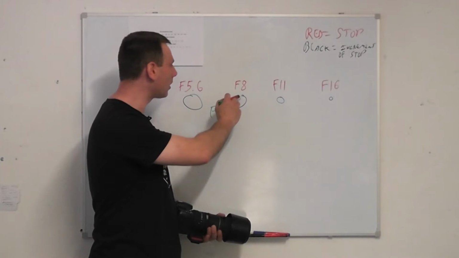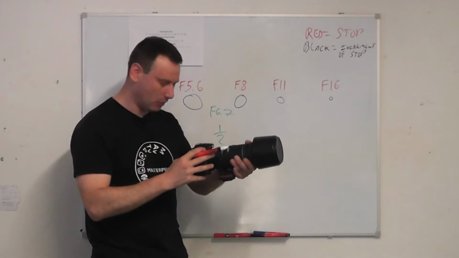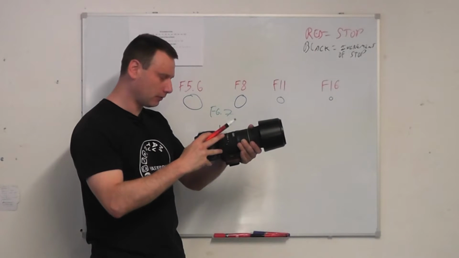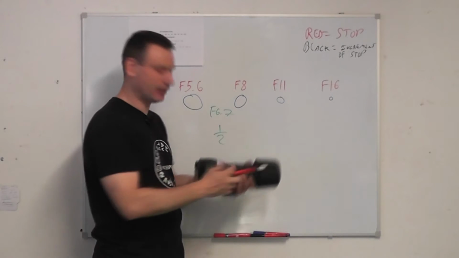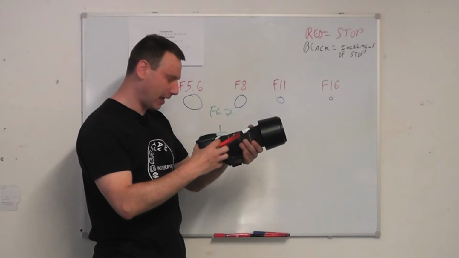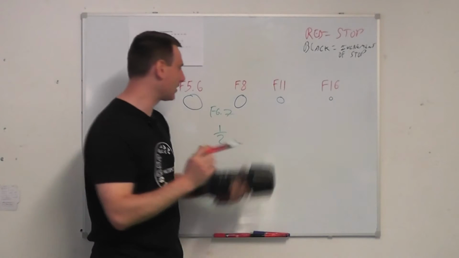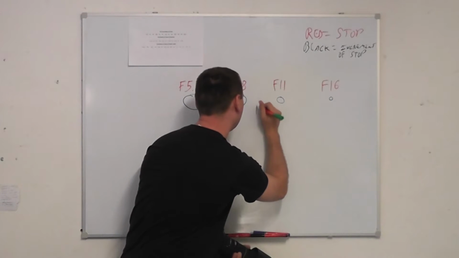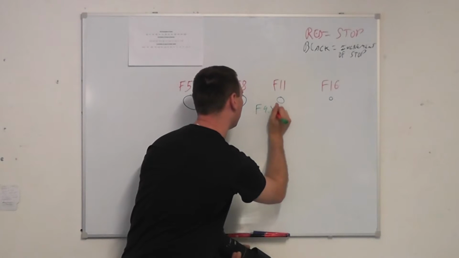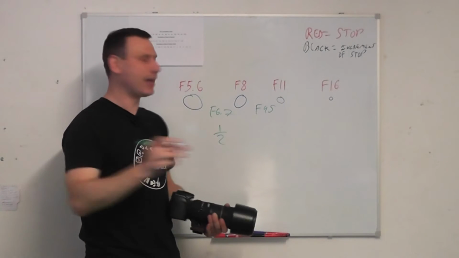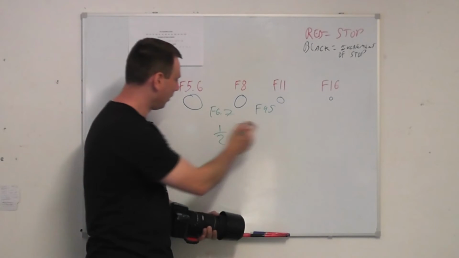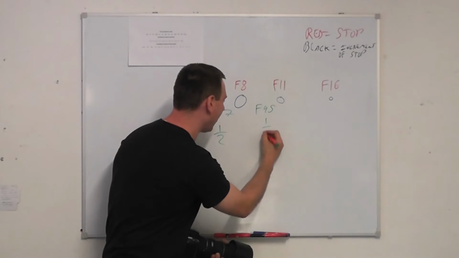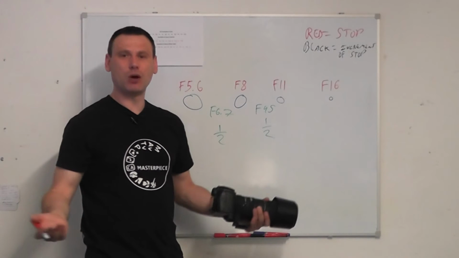So let's have a look at f8 again on the camera. If we go back to f8 and set on my camera, so let's say I want to go to f11. Now if I rotate my dial, I am now at f9.5. So on my way to f11, I actually have to use another increment. You see what I'm saying, guys?